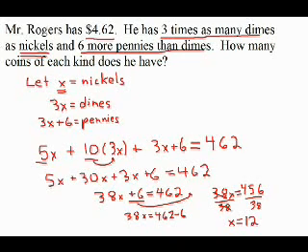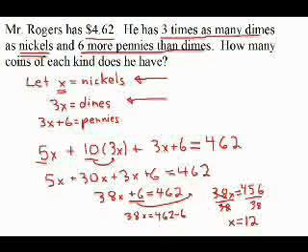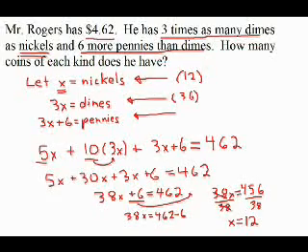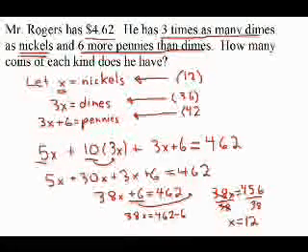So that tells us that we have 12 nickels because x represented the number of nickels. If we have 12 nickels, then we have 36 dimes because we have 3 times as many dimes. And if we have 36 dimes, then we have 42 pennies, because we were told we have 6 more pennies than we do dimes. And if you were to go ahead and actually calculate how much money that is, you should find that it's $4.62.